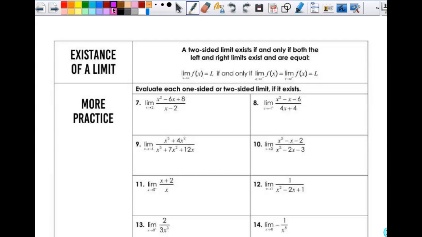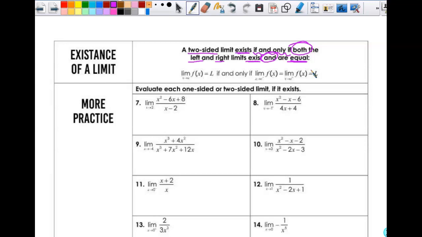Existence of a limit. All right. So we just talked about one-sided limits. So a two-sided limit exists if and only if both the left and right limits exist and are equal. So that's basically what we did yesterday. We just didn't talk about it as being a left and a right hand limit. But we are looking at it that way now. So this says that the limit of f(x) as x approaches c equals L if and only if when I approach from the left and I approach from the right, they have the same value and they're both L. So then this says evaluate each one-sided or two-sided limit if it exists.